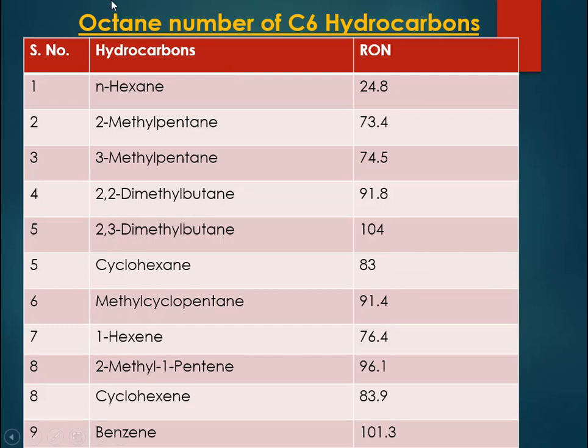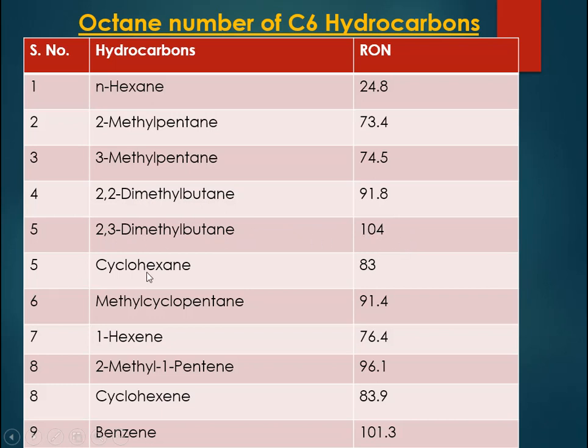So let us discuss a fixed carbon number. For a fixed carbon number, let us see how octane number varies. So this is a paraffin having very low octane number, 24.8. One branching increases octane number up to 73.4. Now when this branching moves to the center, the octane number increases further, 74.5. With even more branching, octane number moves to 91.8, and this branching position again affects the octane number. So 2,3-dimethylbutane has a very high octane number, 104.